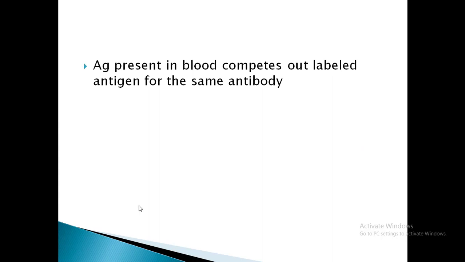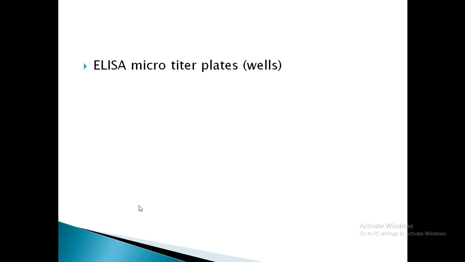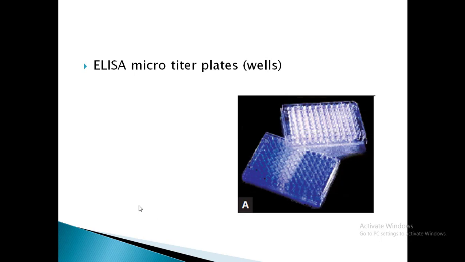Hence, in this competitive ELISA, antigen present in the blood competes out labeled antigen for the same antibody, and hence the intensity of color developed is inversely proportional to the antigen concentration. The more the concentration of antigen in the serum, the less the intensity of color developed. That I already explained. Now I will show you what the ELISA microtiter plate, which contains various wells, looks like. These are ELISA microtiter plates. It is a kind of transparent plate.